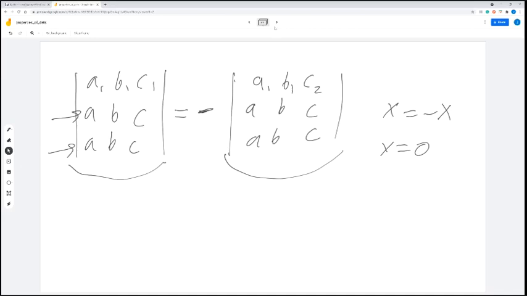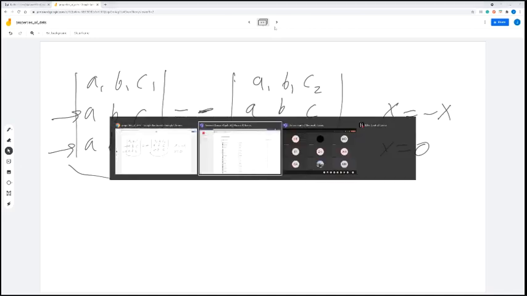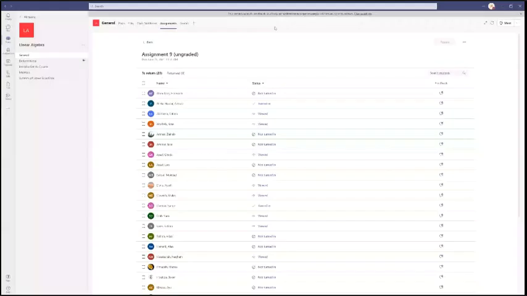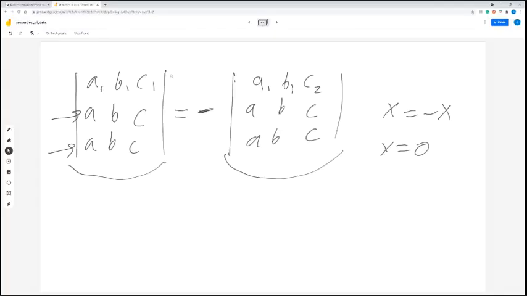Okay. And do we still have time? Let me check. Yeah, we still have a little bit of time. So I want to just mention one last property before we dismiss today. And it is this property. Remember the operations are switching rows. What if you multiply one of the rows by a number? Okay, so let me show you this.